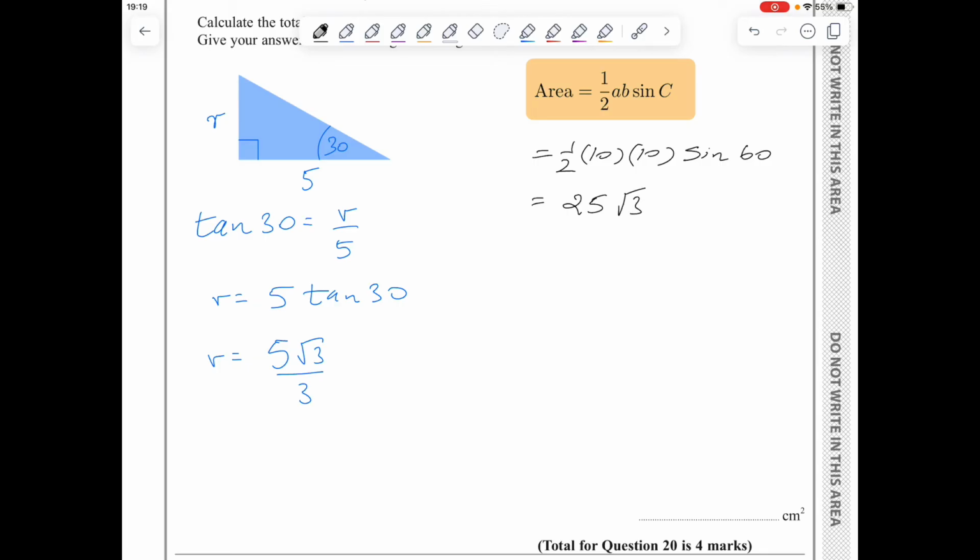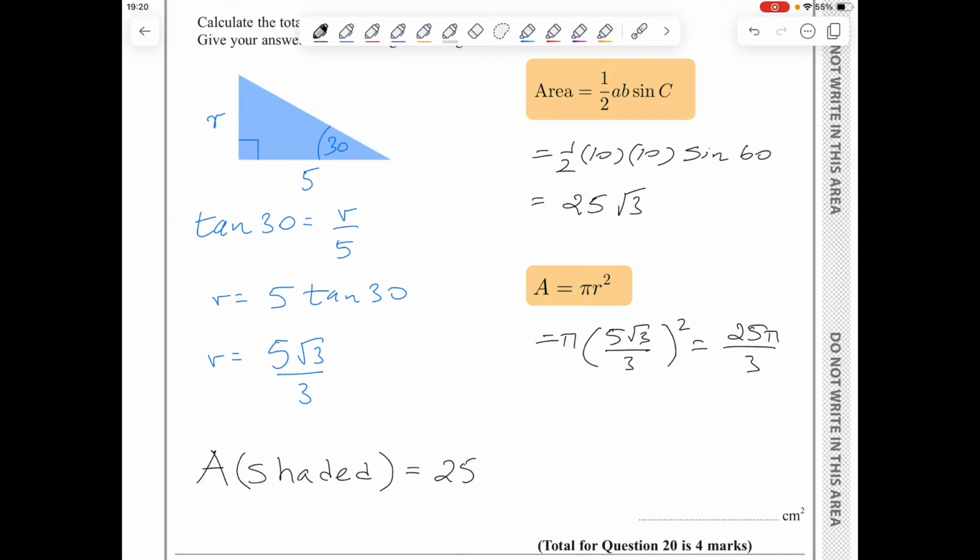And the area of the circle is given by pi r squared. So pi times 5 root 3 over 3 squared is equal to 25 pi over 3. Therefore, the shaded area is given by 25 square root of 3 minus 25 pi over 3, and this gives an answer of 17.1 centimeters squared.